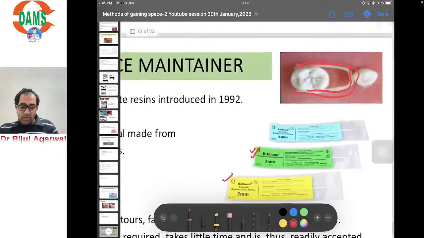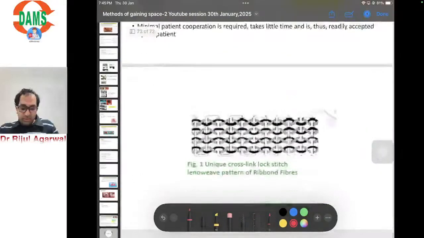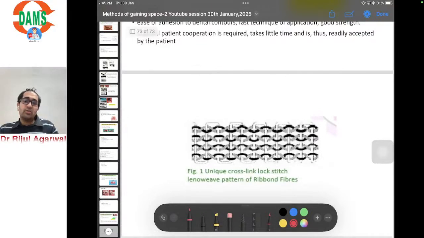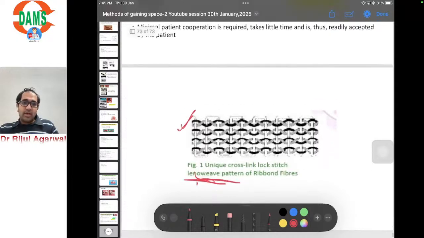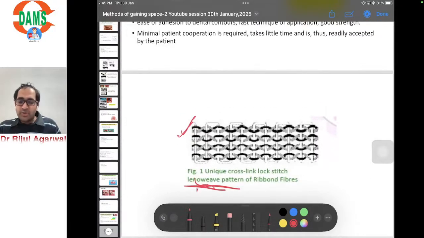Okay, so this is the newer kind of space maintainer. This is the unique crossing lock stitch leno weave pattern of Ribond fibers which is present. So just remember this pattern of the fibers. So that's it from my side on the topic of space maintainers.